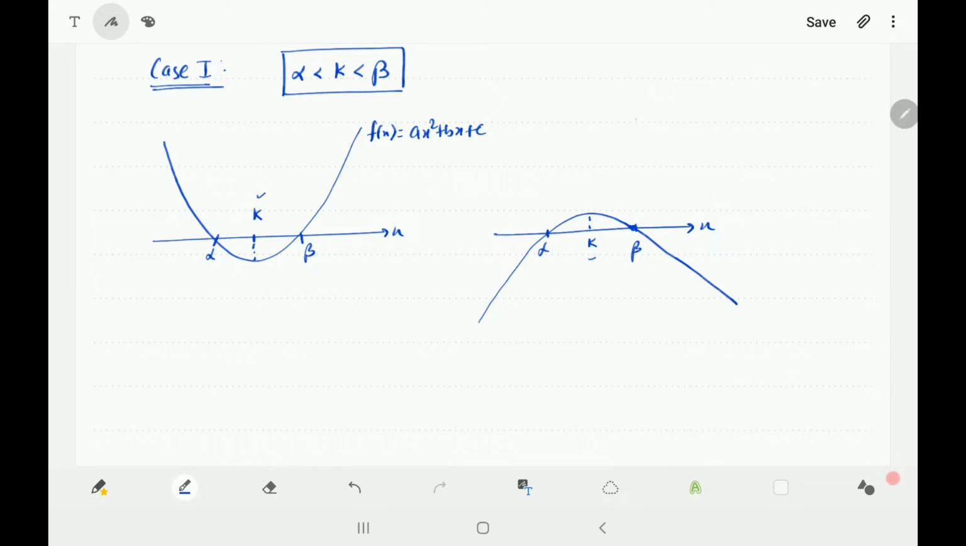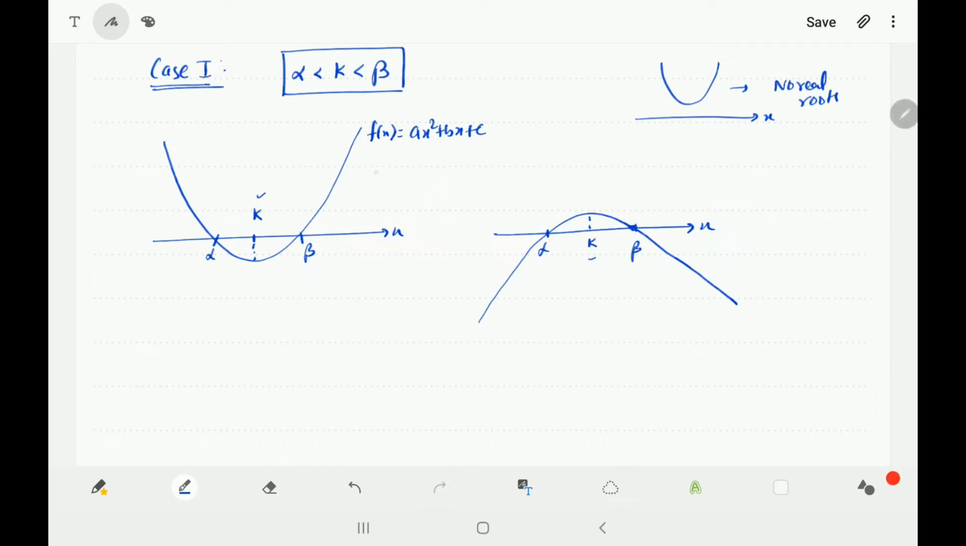Now, the parabola cannot be like this. If the parabola is above the x-axis, then k cannot be between the roots because there are no real roots. So definitely there are two kinds of diagrams which are possible, one is this one and the other is this one. So now I have to make the conditions which will be applicable for all the parabolas in which there is a possibility that k lies between both the roots.